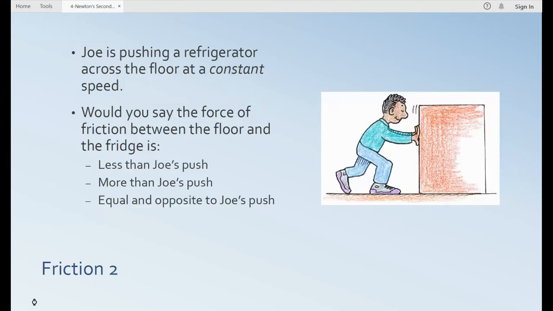So let's look at this in action. We have our friend Joe here. He's pushing a refrigerator across a floor at a constant speed. So if he's moving at a constant speed, there's no acceleration. Now, would you say the force of friction between the floor and the fridge is more than the force of Joe's push, less than the force of Joe's push, or equal and opposite to Joe's push? Well, of course, if we have no acceleration, then the sum of forces acting on the refrigerator have to be zero. So the force of friction is going to be equal and opposite to the force of Joe's push.